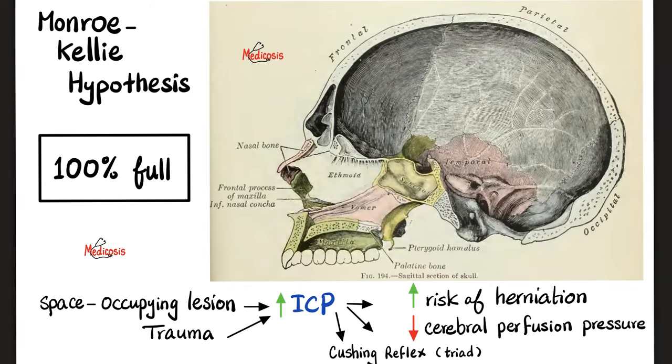Next, what is the Monro-Kellie hypothesis? It goes something like this. Your skull is like a box that is 100% full, packed, stacked, and stuffed. There is not a single inch of empty space in your skull.